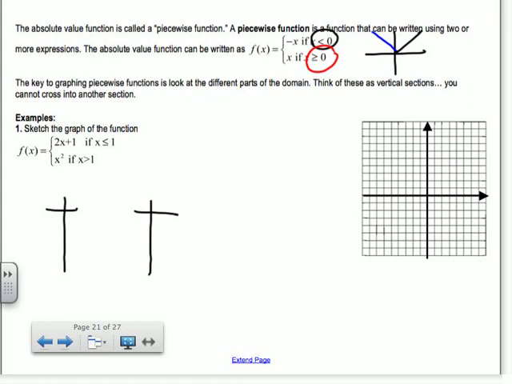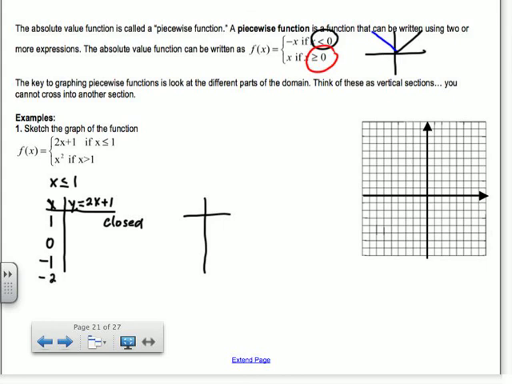So the first one says it's only when x values are less than or equal to 1. You're going to have x values, and you're going to get y values from 2x plus 1. Okay, so let's just talk about that piece. If I want less than or equal to 1, I'm going to move that one over. That means I want to pick 1, and I know it's going to be a closed circle because it was less than or equal to, right? I also want to pick other values that are less than or equal to 1, so like 0, -1, -2, all those different things.